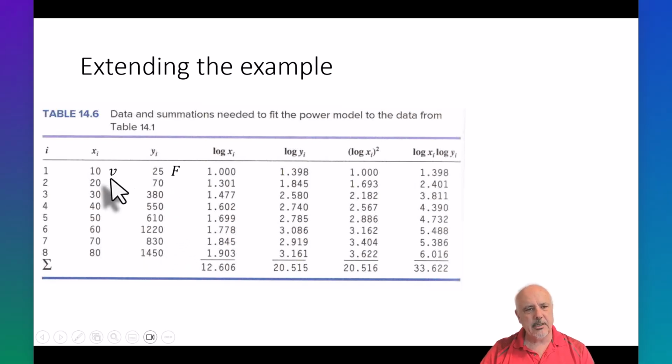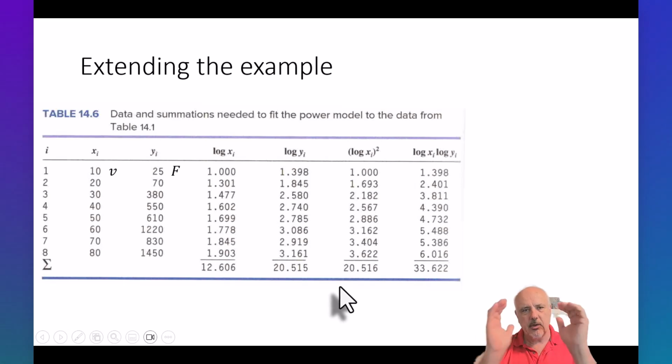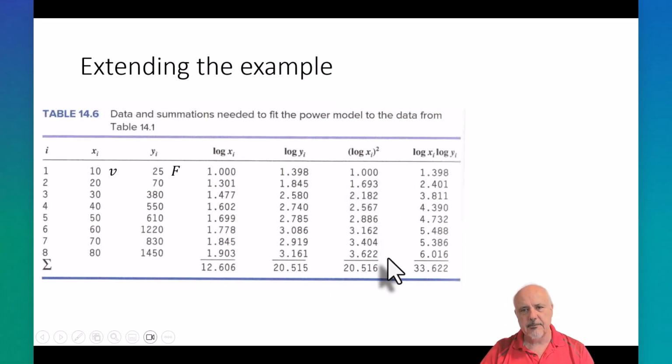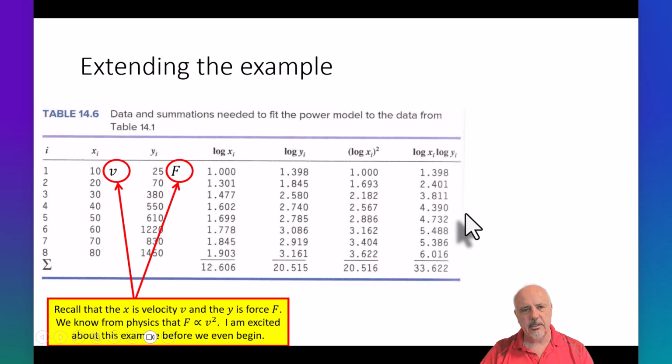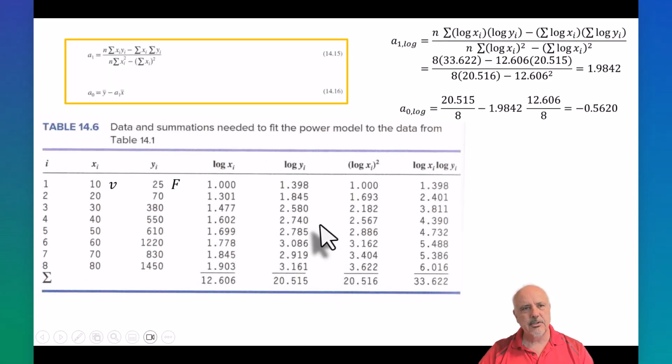So what I did is I created some additional columns. I've got a log of xi, a log of yi, and then a log of xi quantity squared for each x sub i piece. And then I have log of xi times log of yi. Let's go ahead and see if we can do this. This is what I was saying, that the drag force should be proportional to velocity squared. All right, so let's put our equations to use here.